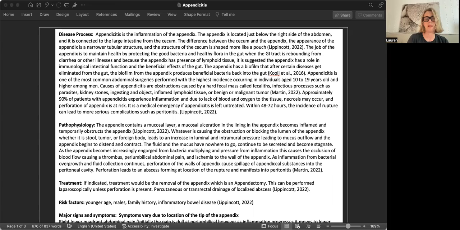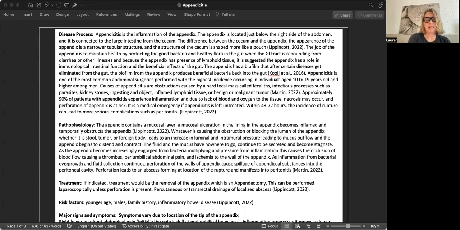The difference typically between the cecum and the appendix is the appearance. So the appendix, like I mentioned, is a more narrow tubular structure, and the cecum is shaped more like a pouch. The appendix plays a role in storing good bacteria in your GI tract while the GI tract is trying to recover from a diarrheal illness. It also helps maintain the healthy GI flora of the gut.